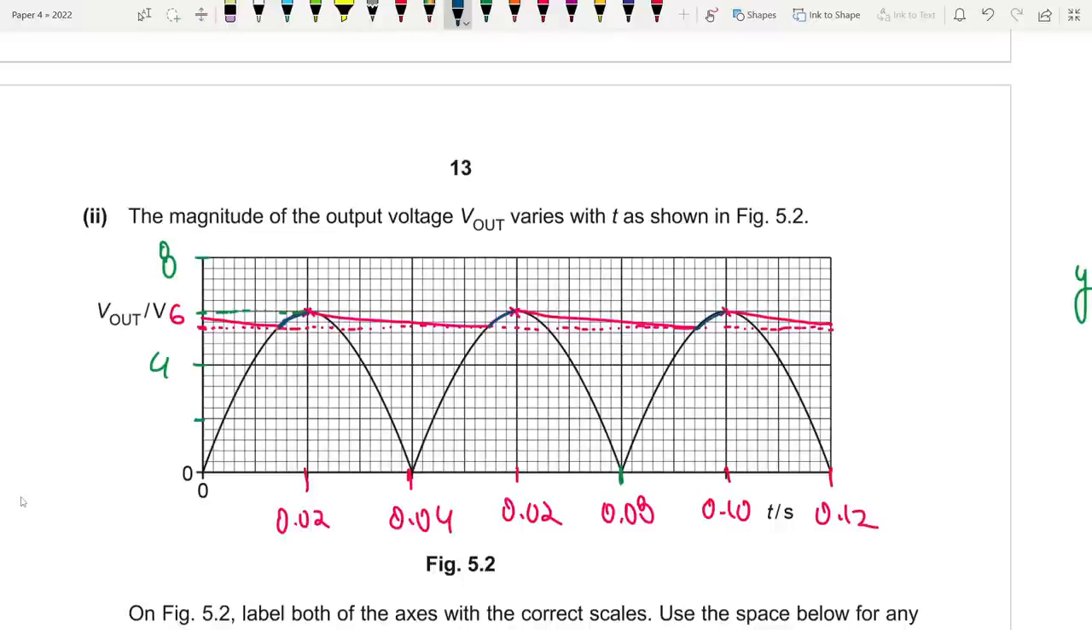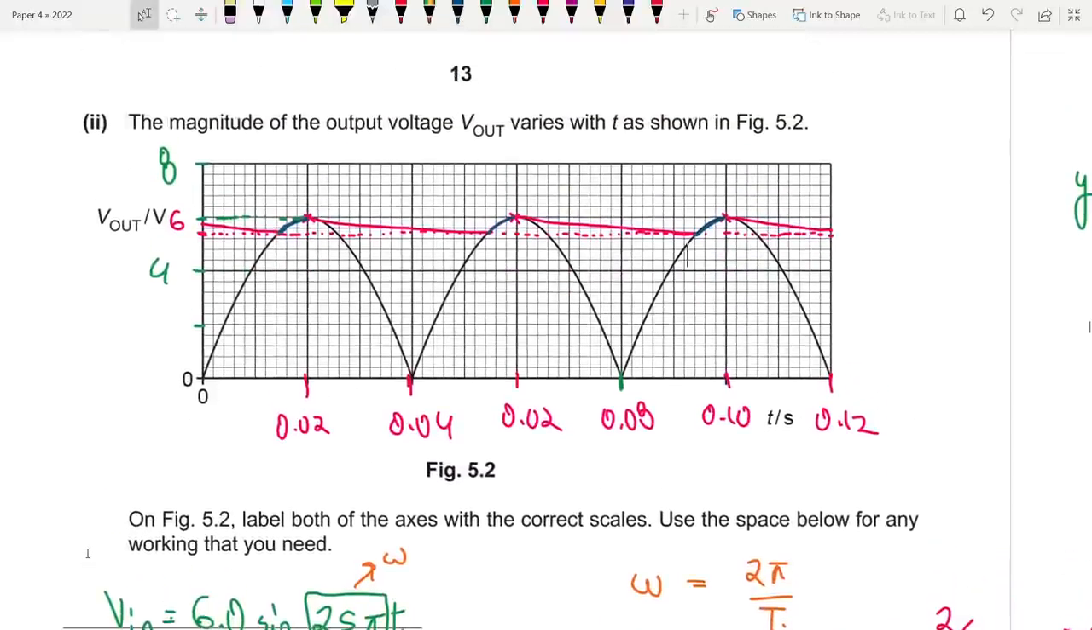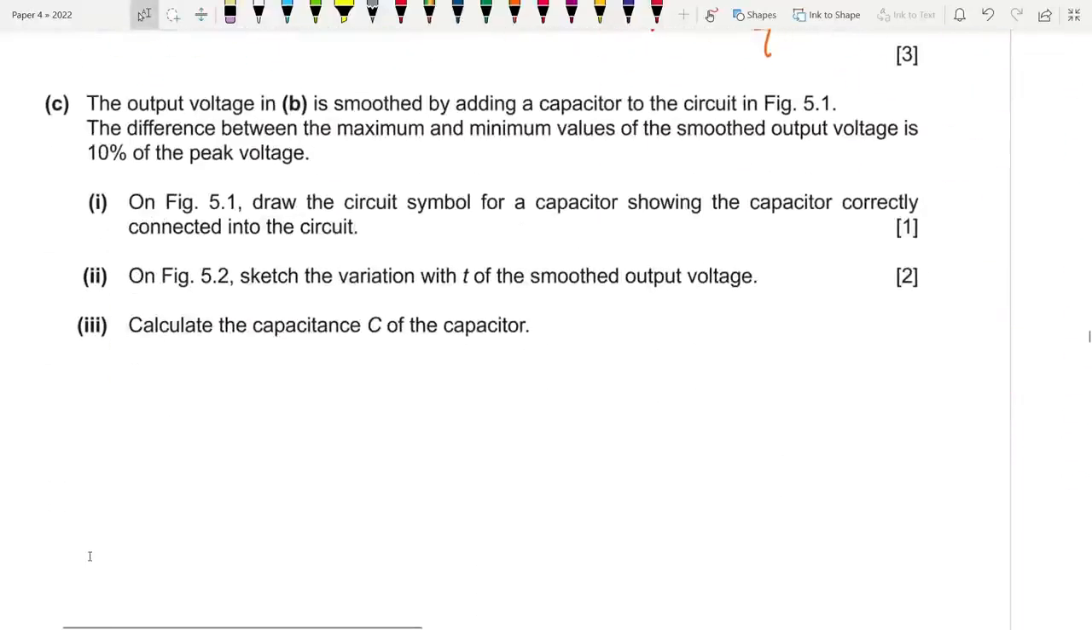The blue section denotes the capacitor charging up, and the pink section denotes the capacitor discharging. You need to draw the pink and blue sections to get full marks. So this was tricky. In fact, it was tricky. And you could draw straight lines instead. They'd give you full marks.